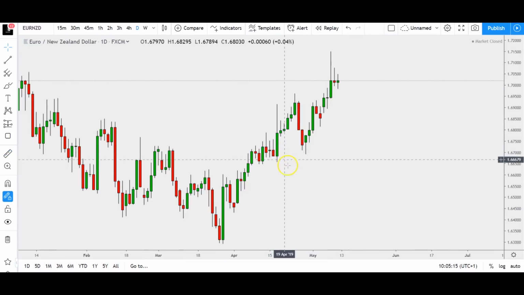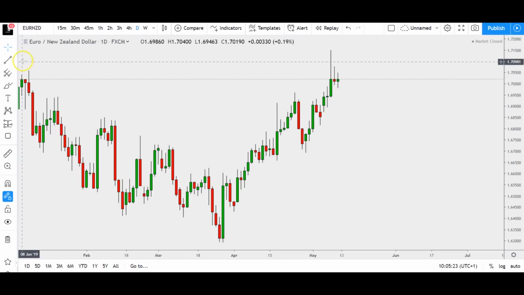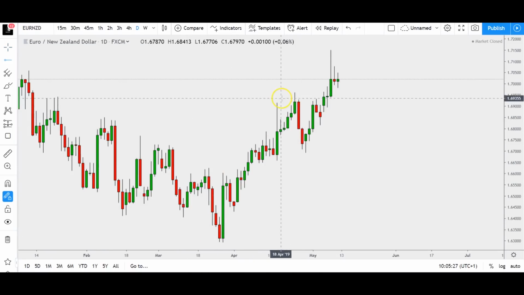The next pair I'd like to focus our attention on now is Euro New Zealand dollar. Now, this structure is very interesting, and the first thing that I'm thinking in my head is sell bias. What we can see with this market structure is that price is actually making higher highs, higher lows, indicating that the bulls are in control of this structure.